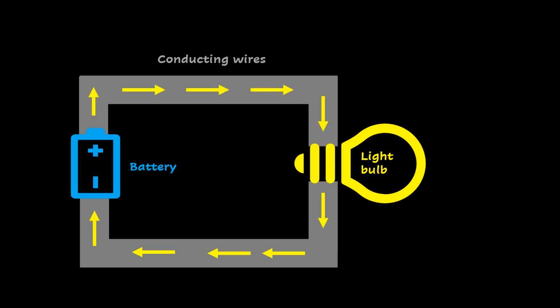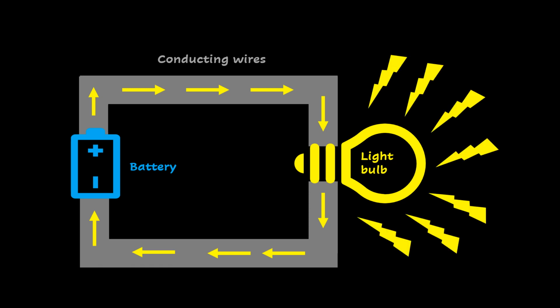Conventional current flows from the positive terminal of the battery to the negative terminal of the battery, as indicated by the yellow arrows. So please note that this direction is opposite to the flow of charge, or the flow of electrons. Electrons flow from the negative terminal to the positive terminal. However, conventional current direction is from the positive to the negative terminal of the battery. When charge flows through the circuit, it powers on the light bulb.